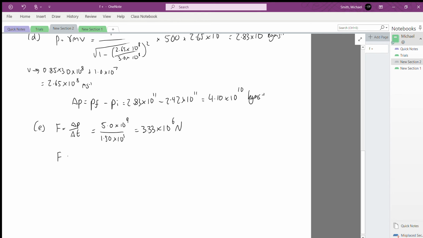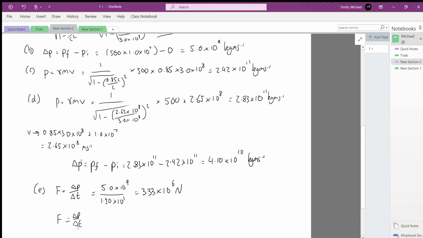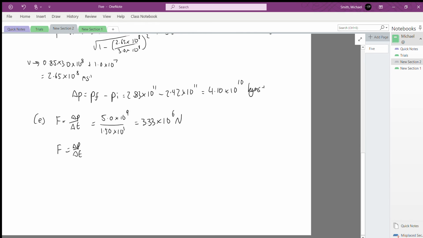For the force required when considering the relativistic effects for the same change in speed, we have our change in momentum is 4.1 times 10 to the power of 10 all over the same time period. And if we substitute that into our calculator, we get 2.73 times 10 to the power of 7 newtons.